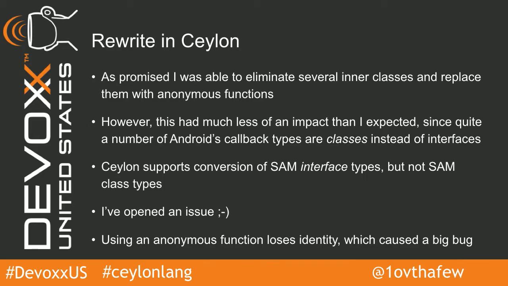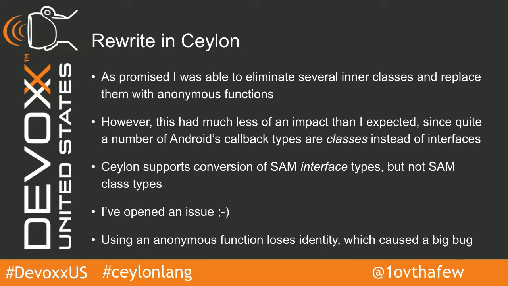Another problem I ran into was something that I pulled my hair out over for about a whole day. When I was translating the code, I changed one, and I don't remember quite which one it was. Anyway, there is an API in Android which accepts a single abstract method interface. And so I used an anonymous function, and I thought everything was great.